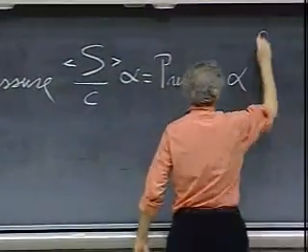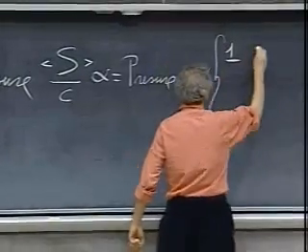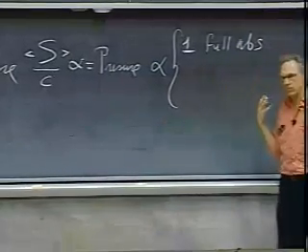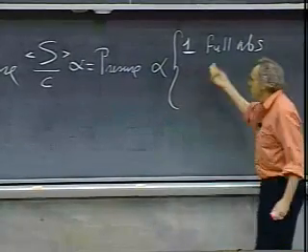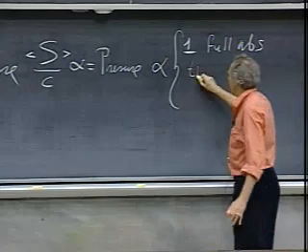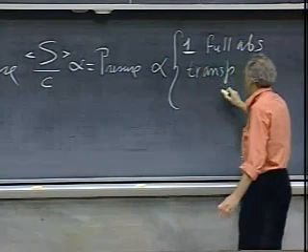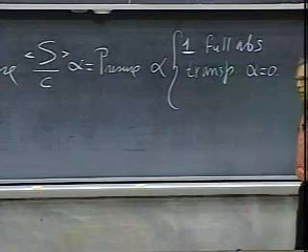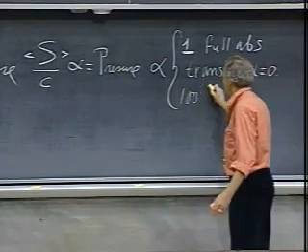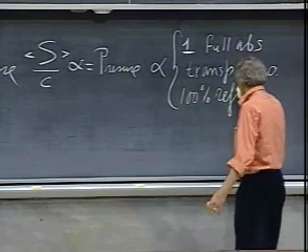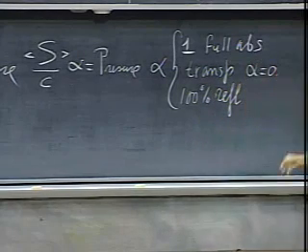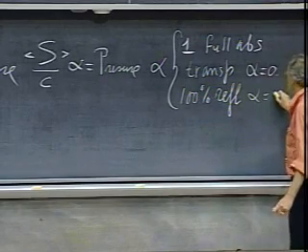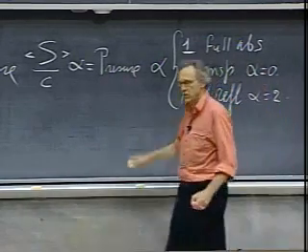And if alpha is 1, then I have full absorption. All the radiation is absorbed. If there is no absorption, if it's completely transparent and the radiation goes straight through you, then alpha is 0. But if there is 100% reflection, which can happen, you can reflect radio waves from metals with almost 100% reflection, then alpha is 2. So then you get twice the pressure.